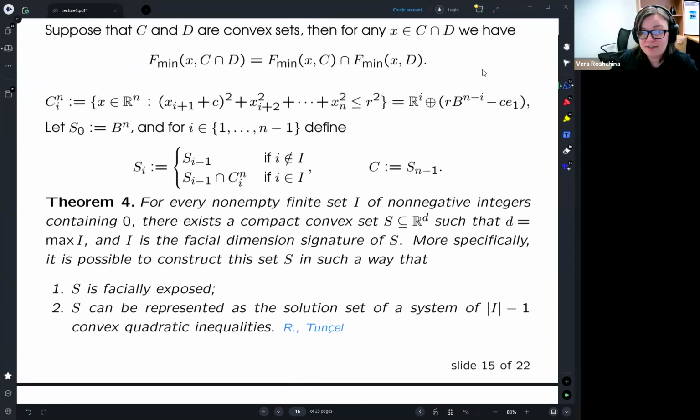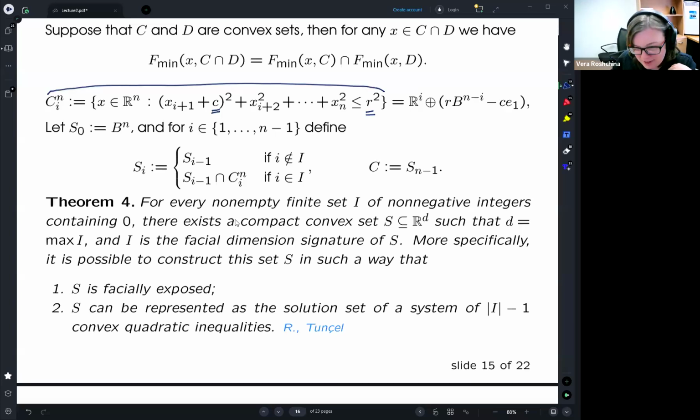in this case, those sets will also be spectrahedral, just because they can be defined by convex quadratic inequalities. So here you see it's something like this, some kind of a cylindrical set. It's always possible to find C and R, like the center of the cylindrical set and the radius, in such a way that they wouldn't intersect with each other. So they will very neatly slice off faces of different dimensions. And then I construct a convex set with a given facial dimension signature.